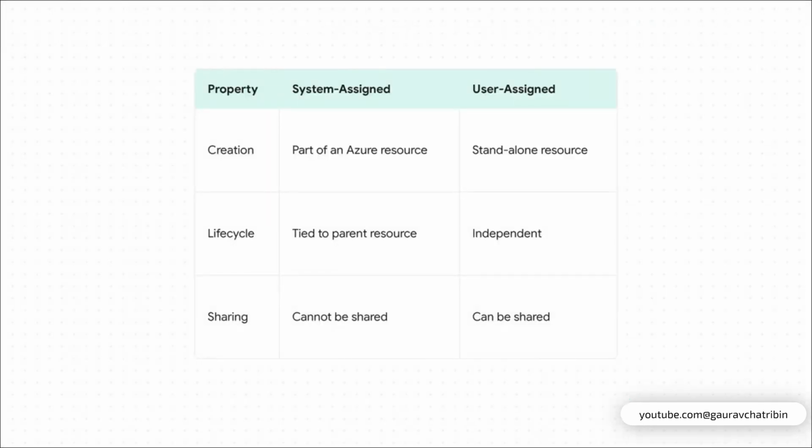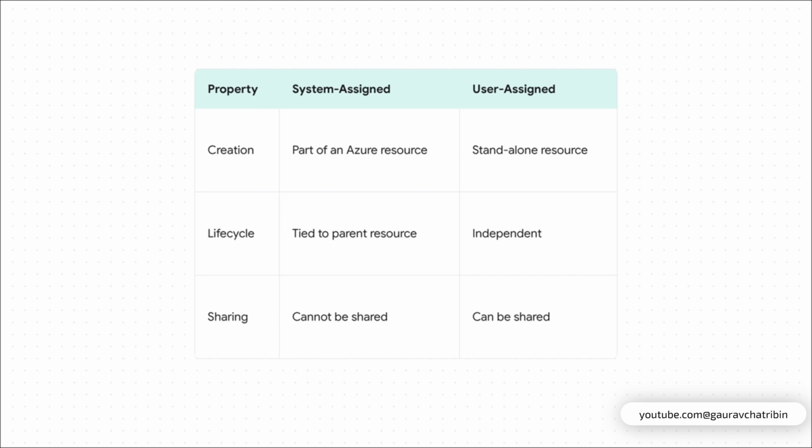Now, managed identities are not one size fits all. They actually come in two different flavors. First up, you've got system assigned. This one is created and tied directly to a single Azure resource, like a specific virtual machine or a function app. If you delete that resource, poof, the identity is deleted right along with it. Then you have user assigned, which you create as a separate standalone resource.